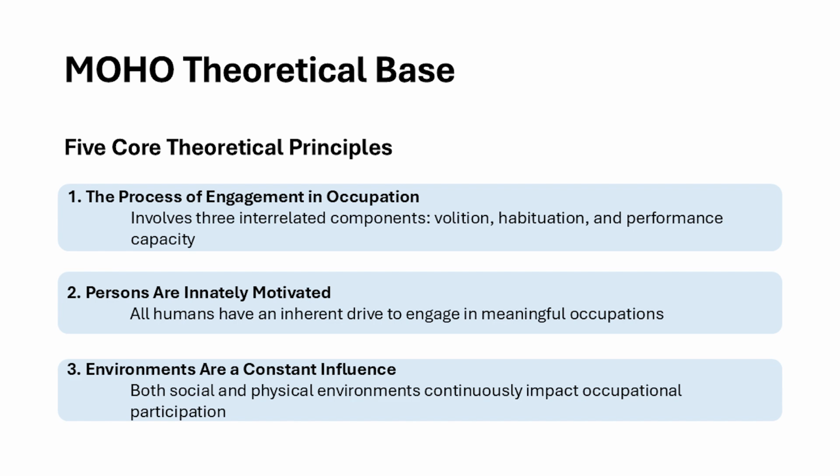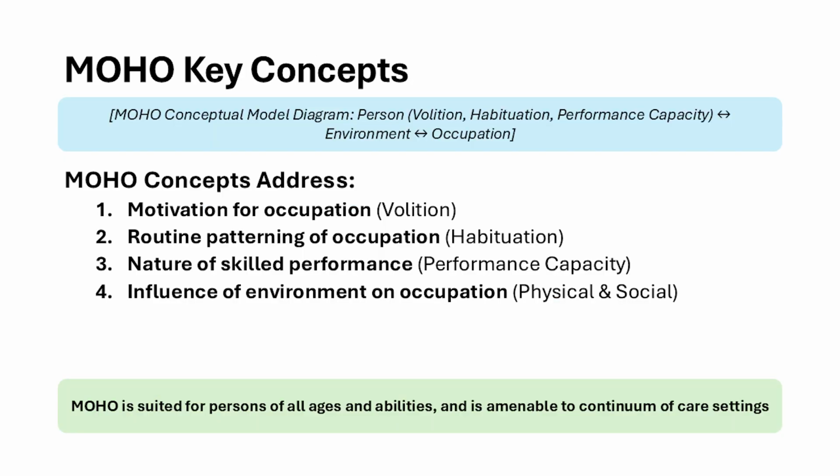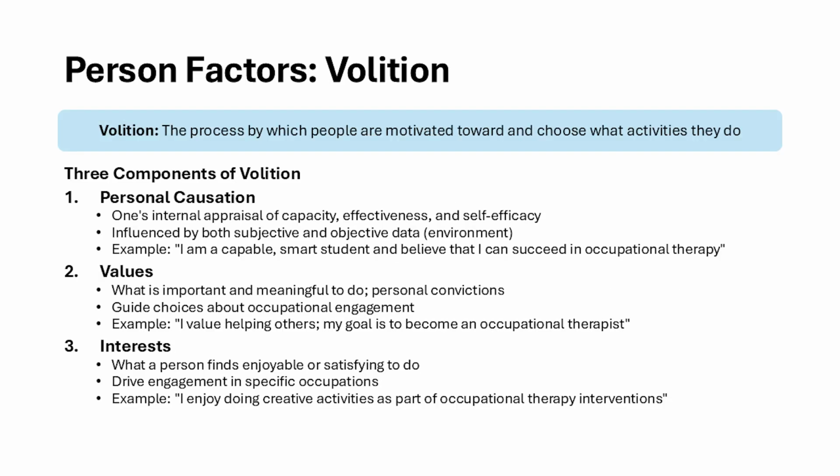So let's unpack the person factors then. Volition, habituation, and performance capacity. Let's start with volition, the motivation part. How do we get a handle on that? Well, volition is the whole process of how people are motivated towards activities and how they choose them. It's like a triad.